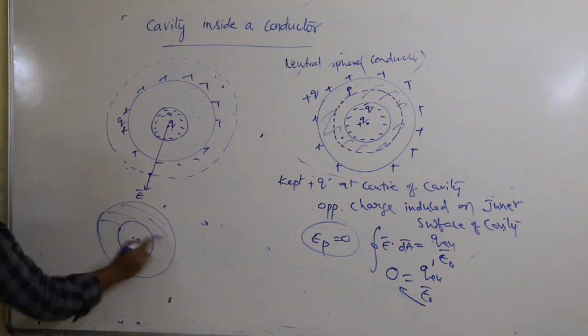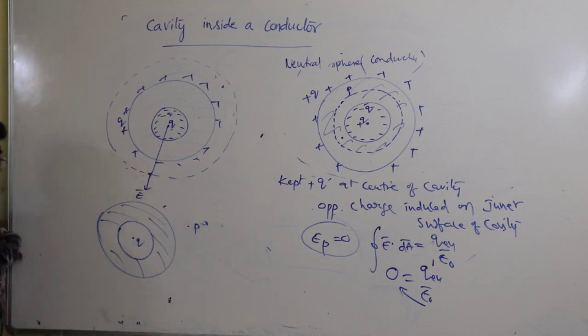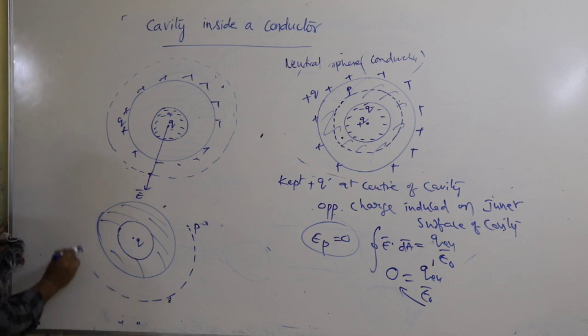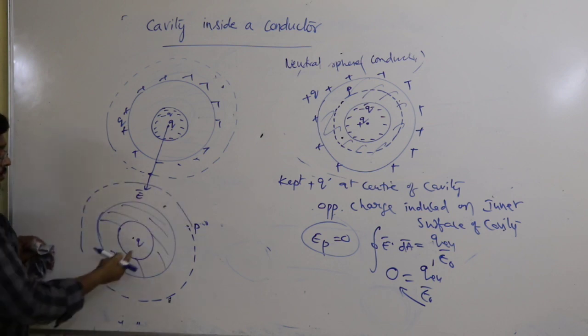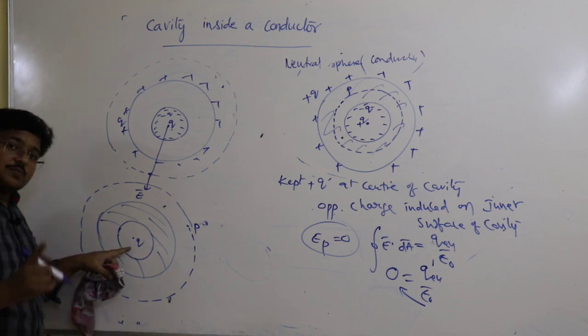Now this is the material. When only one charge is there, I want to find the field outside. Now if you take a Gaussian surface, what is the enclosed charge? Q, right? What is the enclosed charge? Q. Now the enclosed charge must be small q.